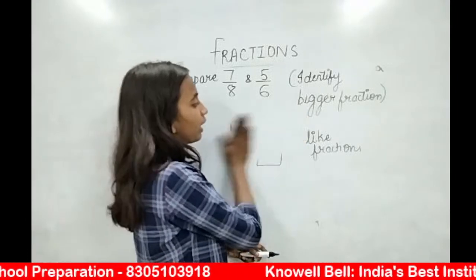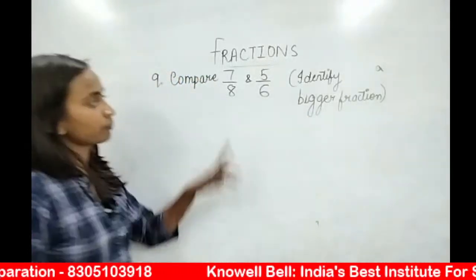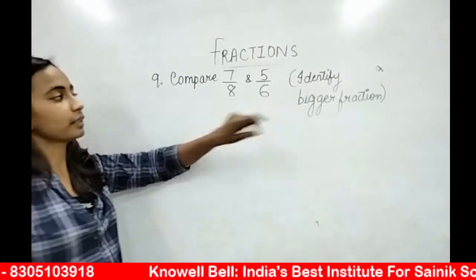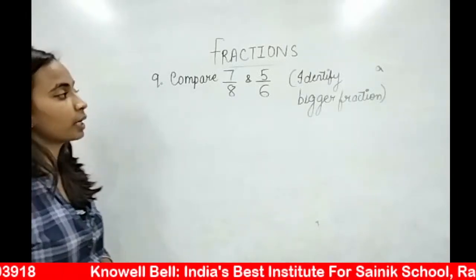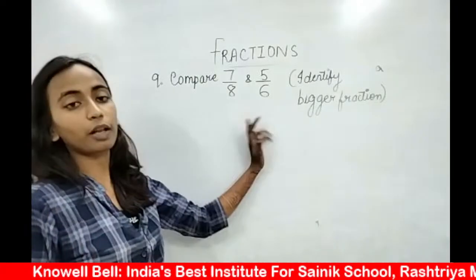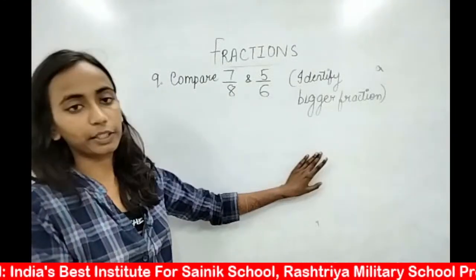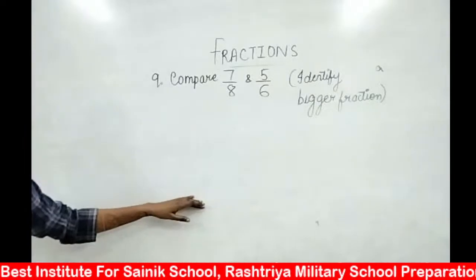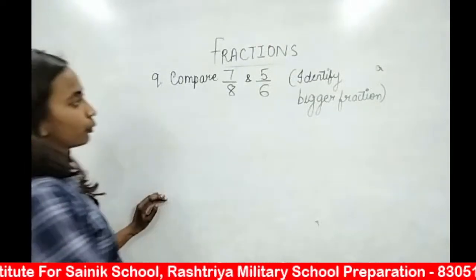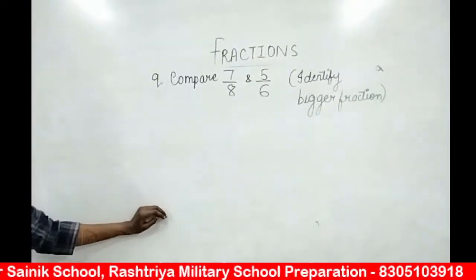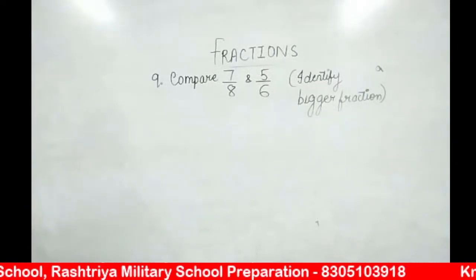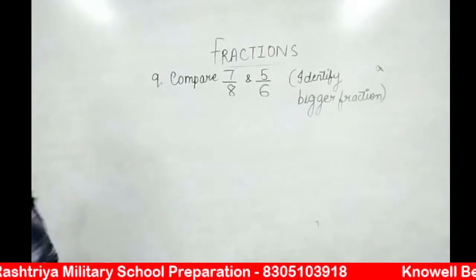But with unlike fractions we cannot do it like this because their denominators are different. So generally what do you have to do? First you have to convert them into like fractions, then compare, but that's quite a longer method. So what are we going to do? We are going to do it by, who said cross multiplication? Yes, Khushi, we will do it by cross multiplication.